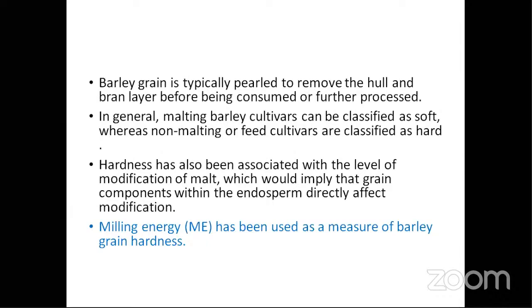Malting barley cultivars may be classified as soft, whereas non-malting or feed cultivars are classified as hard. This hardness is usually associated with the level of modification of the malt, or what kind of bonding pattern is present in the endosperm. One term used is the milling energy, and it indicates how hard the barley grain is. That is indicated by the milling energy, because the more the hardness, the more energy input will be required for the milling of the barley grains.